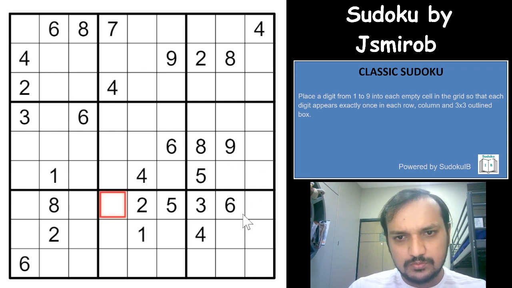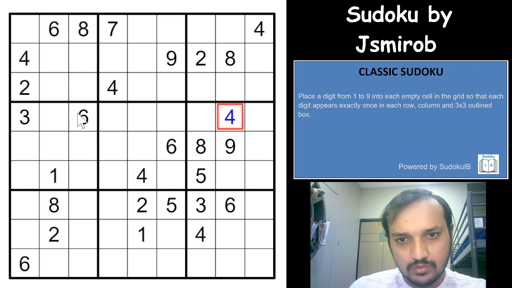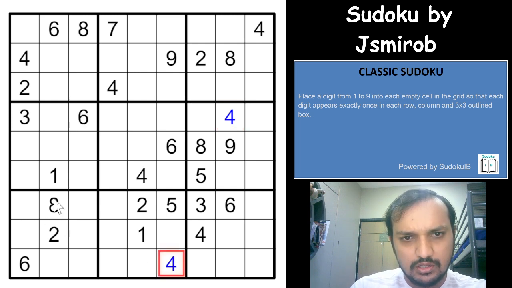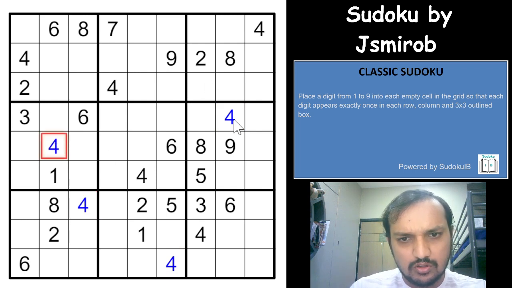Okay, so this would have to be a 4. 3, 7 and 4, so this is a 4 again, that gives you a 4 here, that gives you a 4 here. I think we have done all the 4s. Yep, this has to be a 6.